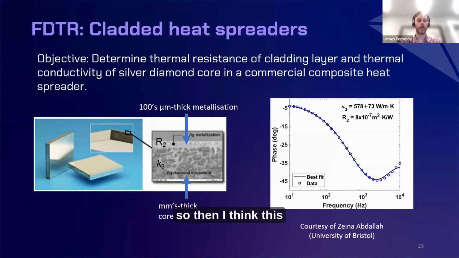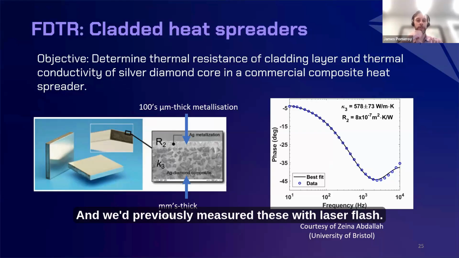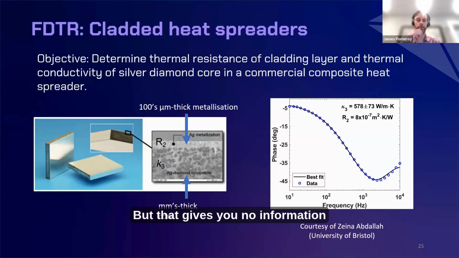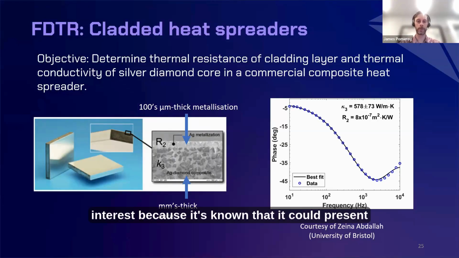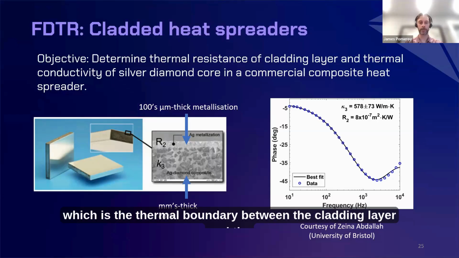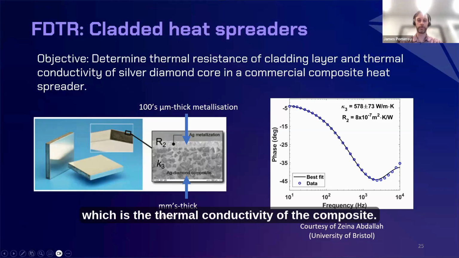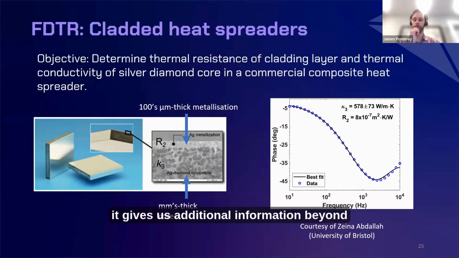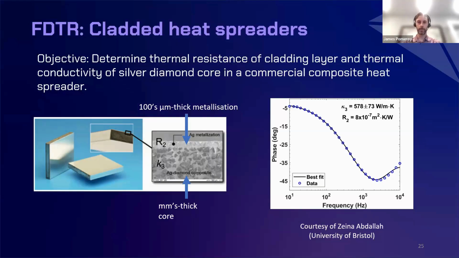Okay, then I think this is the final example. Here we're measuring a composite heat spreader. It's a metal diamond composite, which has a cladding layer. We'd previously measured these with laser flash, but that gives you no information about the cladding layer or the thermal resistance between the cladding layer and the composite. It gives you an effective average, but the cladding layer is of particular interest because it's known that it could present a thermal barrier. So in this measurement, we use the low frequency FDTR to measure R2, the thermal boundary between the cladding layer and the composite, and K3, the thermal conductivity of the composite. In the illustration on the right side, you can see that we can nicely separate those two parameters. So it gives us additional information beyond laser flash, for example.